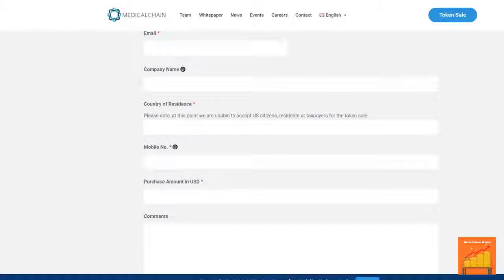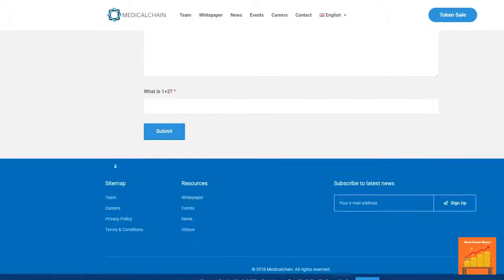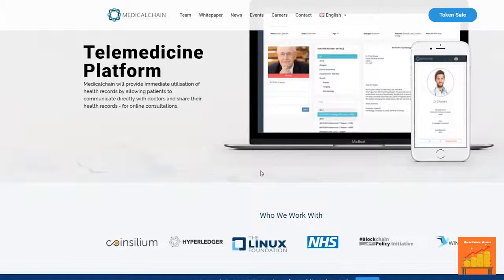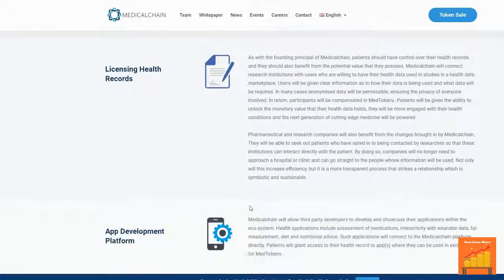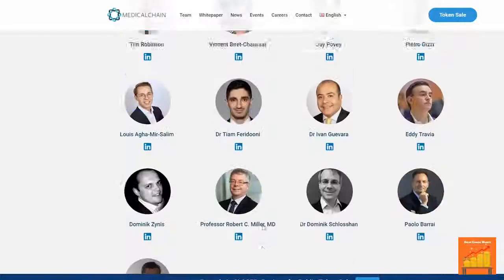You can sign up for the token sale, country of residence, mobile phone number, comments. Not helping me right here. What I need is a resource. What is 1 plus 2? Hardest question on the planet. So, for example, this ICO that I just picked randomly, I'm not seeing a roadmap to tell me, hey, when's the ICO plan gonna happen?